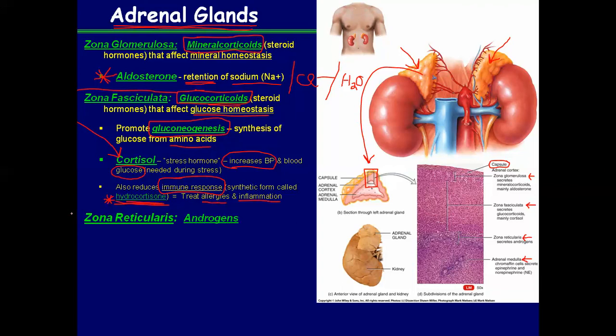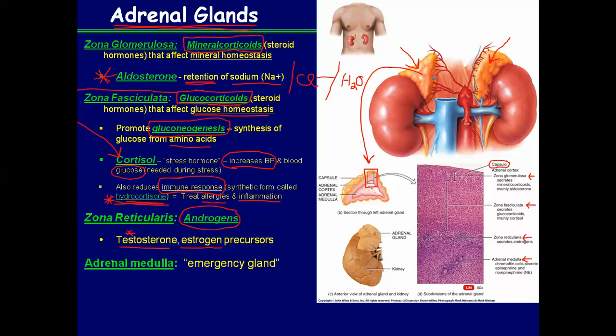The third layer is called the reticularis. It produces a number of androgens. Androgens are these kind of precursor hormones, like precursors to testosterone and estrogen. So notice females will produce a little bit of testosterone from their adrenal glands.